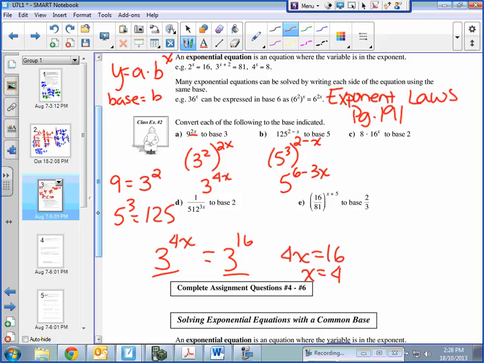Sometimes you have two different numbers. If I say 8 times 16 to the x to base 2, I can write 8 base 2. I can write 16 base 2. So 2 to the exponent, what is 8? Yep. Times 2 to the exponent, what is 16? 4. It is 4. Okay, now that I have the same base, I can put everything together. So first off, let's work with the one on the right. So I have 2 to the exponent 3 times, what's 4 times x?